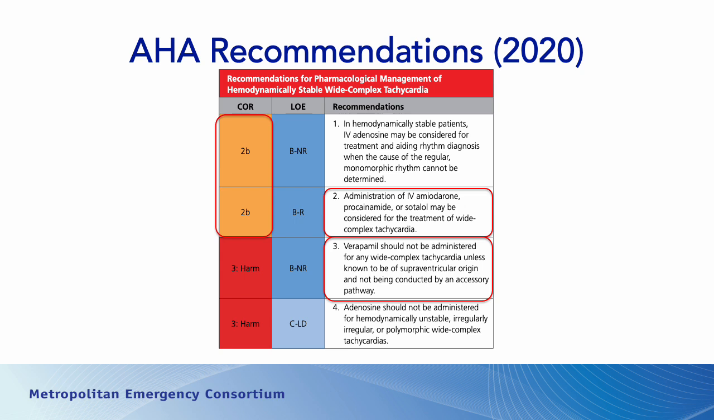But for us, I don't think we should try to give or consider giving cardizem to a patient who's got wide complex tachycardia. And then the last thing on the recommendation is we not give adenosine for hemodynamically unstable, irregular, or polymorphic wide complex tachycardias. That's because it may make some things worse. It may be ineffective or probably be ineffective, and it just delays time. If the patient's hemodynamically unstable, cardiovert them.